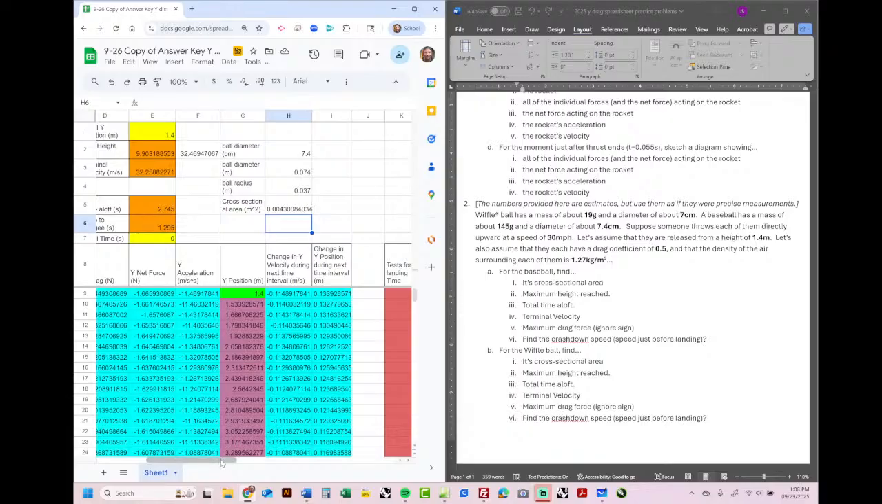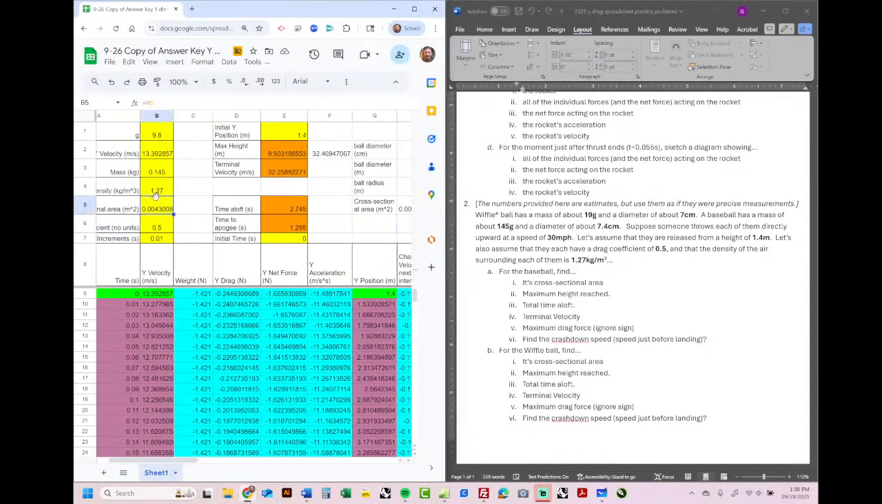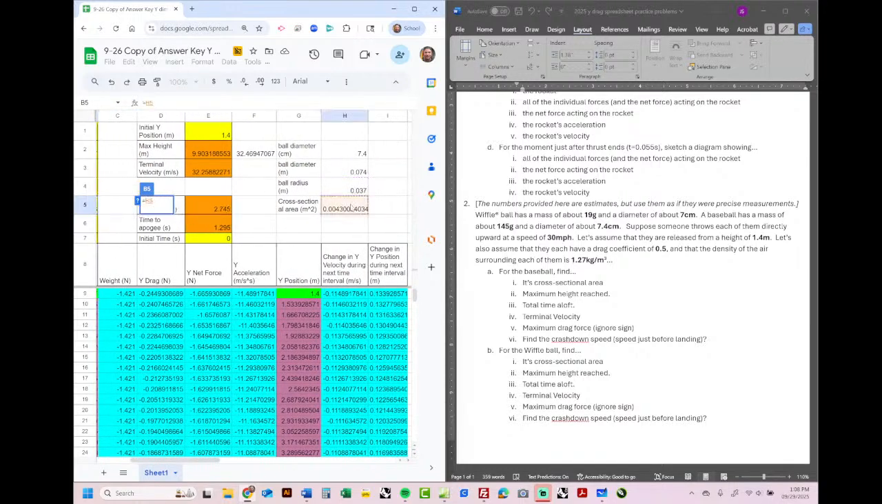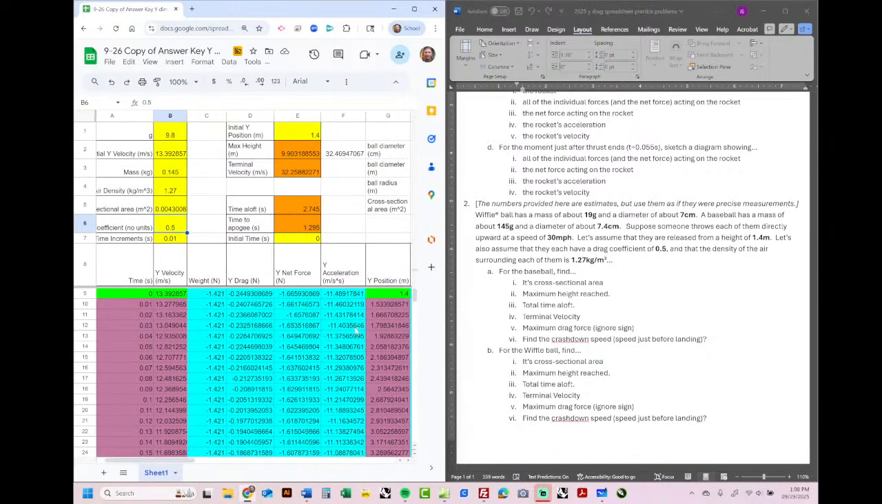So that's cross-sectional area. Now that I have that set up, I can use that formula for this one and for the wiffle ball. So over here, I just have equals, and then I clicked on this. So I've got a really nice cross-sectional area there. Drag coefficient, we were told, was 0.5. I think that takes care of all of the starting conditions. So now I need to find these things. So the cross-sectional area is just 0.0043008. I don't care how many digits you do, but that would be meters squared.